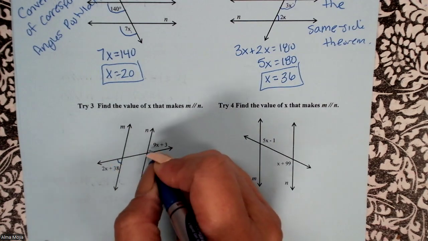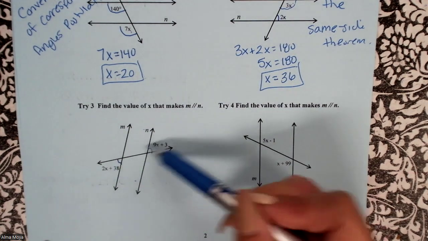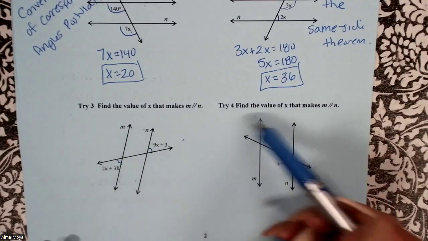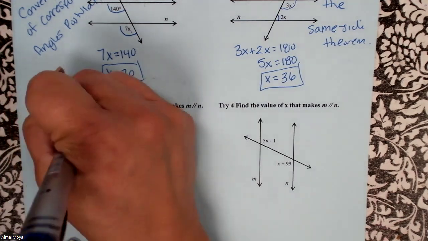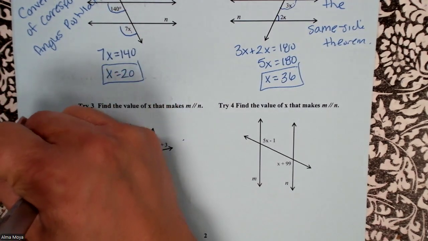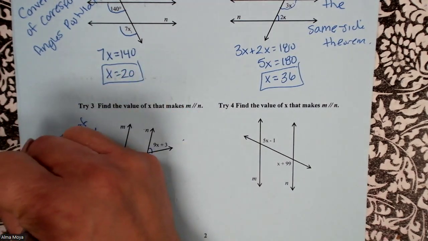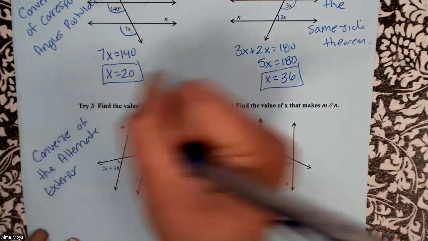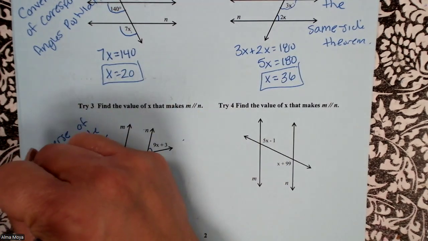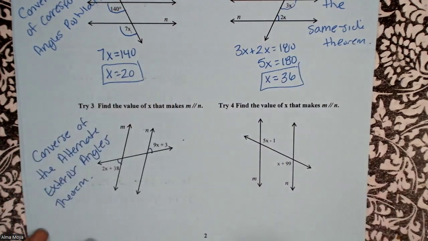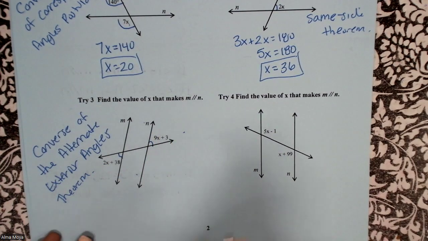Now, these are on opposite sides. They're on alternate sides of the transversal, and they're exterior. So this one is called the converse of the alternate exterior angles theorem. Now, these two are both small. They are equal to one another.